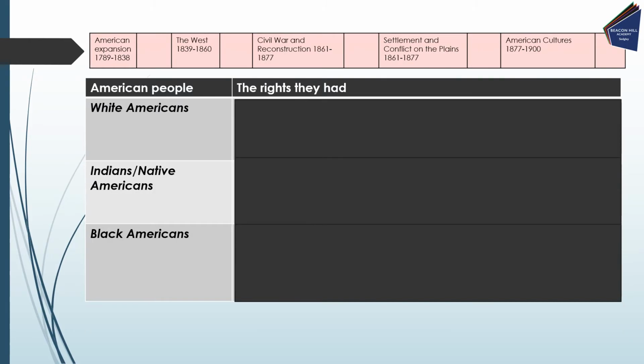So a really important part of succeeding on this paper is having an understanding of the different categories of Americans at the time. If the exam board asks you a question on African Americans and you are speaking about Native Americans, obviously you are not going to secure any marks. So it's really important that we understand the difference between these racial groups within America.